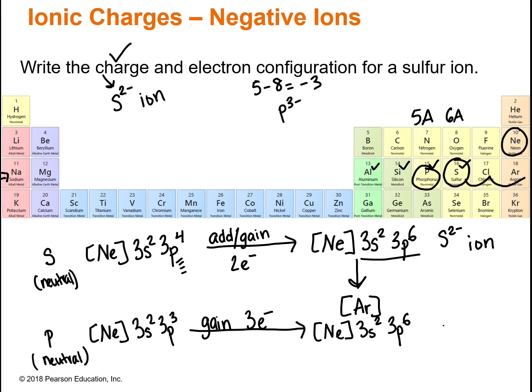What element has this configuration where everything is full up to the 3s and the 3p? The noble gas, argon. It's in the 3rd row, right? So it's the 3rd period, which means that all of its s and p orbitals are full. So what this really looks like is argon.